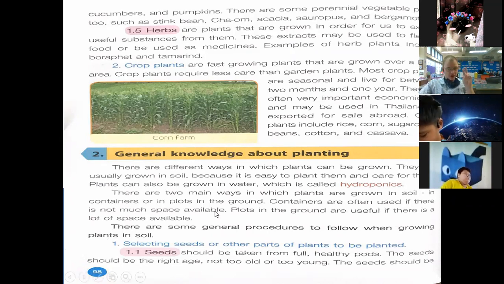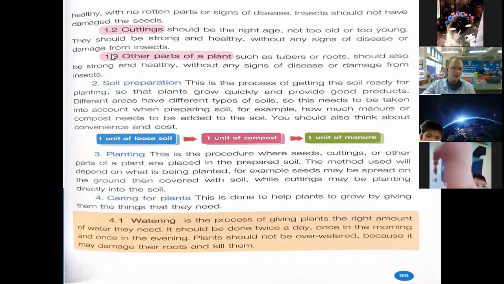So there are some general procedures to follow when growing plants in soil. First, we have to select seeds or the other parts of the plants that we can transplant. So the seeds are taken from fruits and need to be healthy. They need to look healthy. So it's important to also look at the type of plant. Is the fruit ripe? If the fruit is ripe, the seeds are good to plant. We can also use cuttings that we looked at in science, where we cut a part of the stem and we plant that. And then we can also use tubers or roots in different propagation techniques for us to plant the plants perfectly.